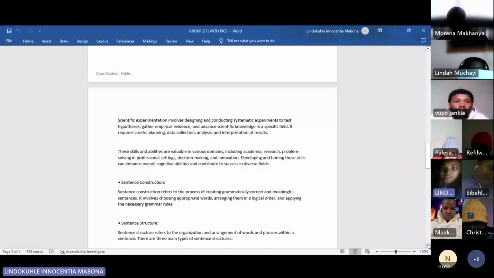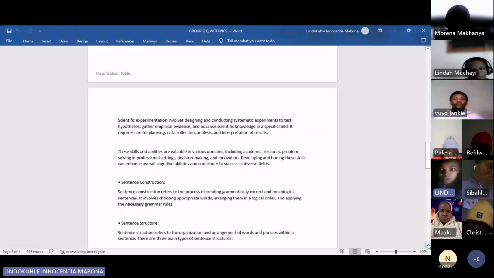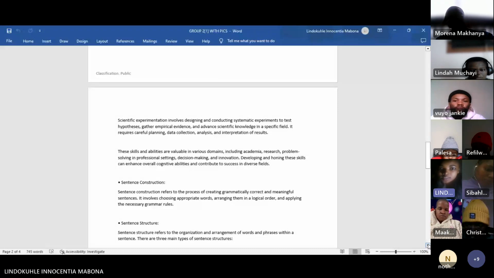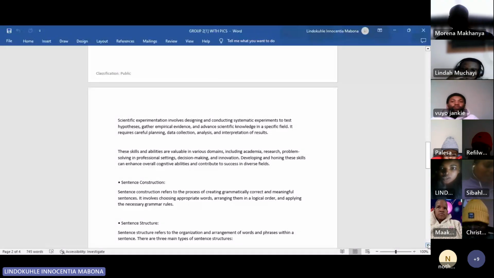These skills and abilities are valuable in various domains, including academia, research, problem solving in professional settings, decision making and innovation. Developing and honing these skills can enhance overall cognitive abilities and contribute to success in diverse fields.